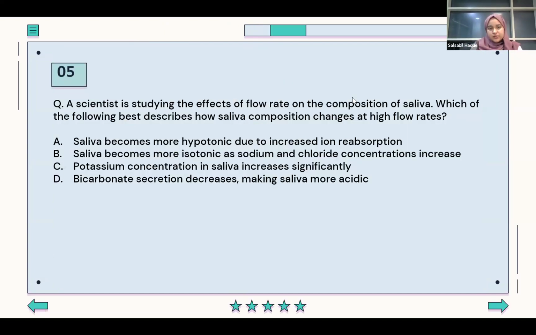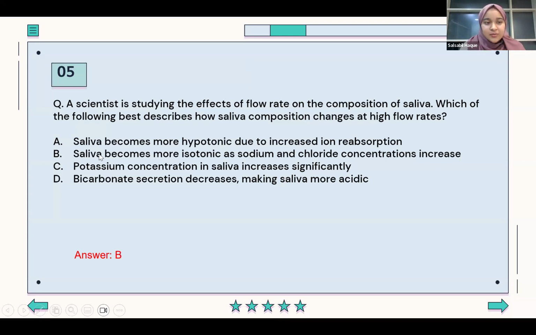All right, next question. A scientist is studying the effects of flow rate on the composition of saliva. Which of the following best describes how saliva composition changes at high flow rates? Okay, not A, not B. What could it be? B. Okay, let's see. Okay, let's see D. No, the answer is B.